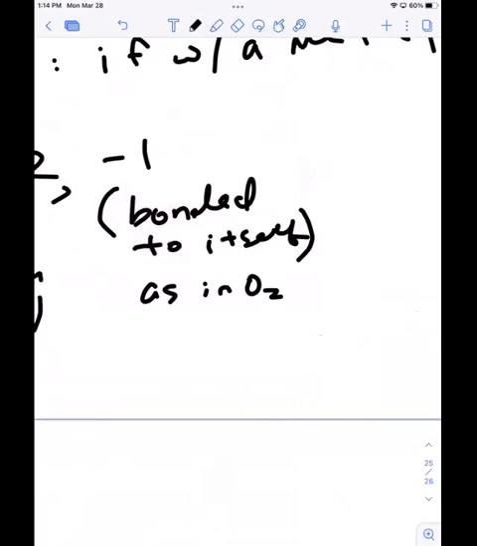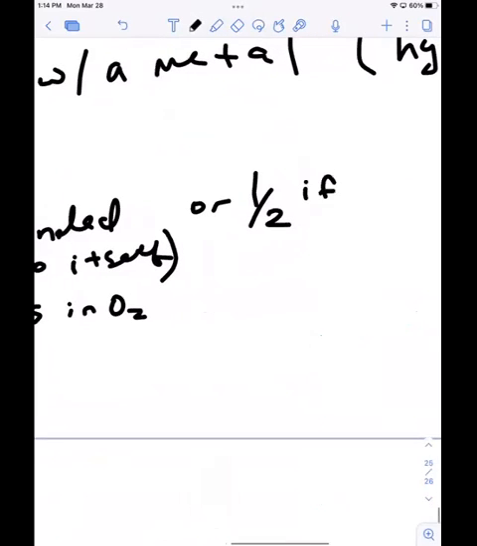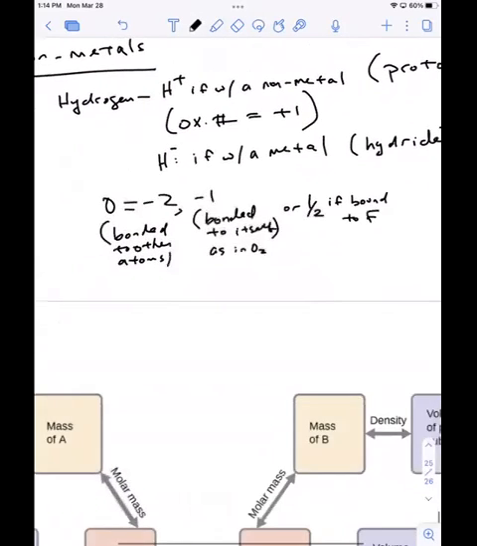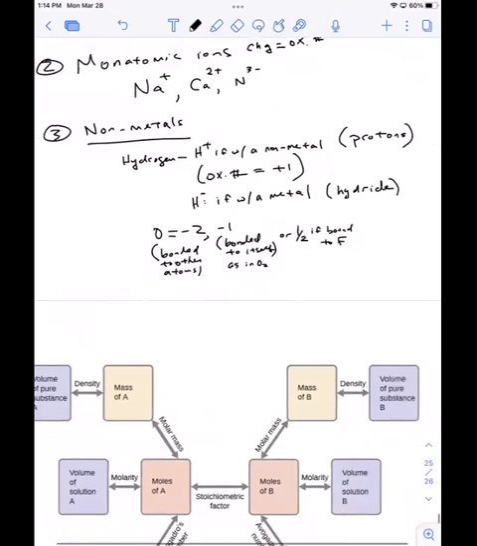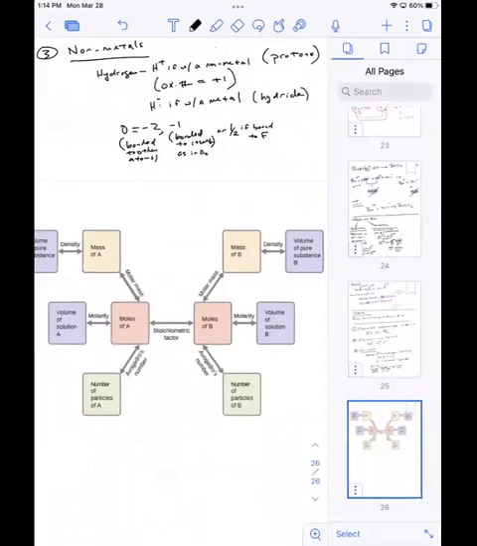Right? So oxygen, if it's elemental, has a charge of -1. And it can also be +1/2 if it's bound to fluorine. All right, and then the other part of this with the nonmetals: we've got hydrogen, oxygen, and then for the halogens, let's put another page in.